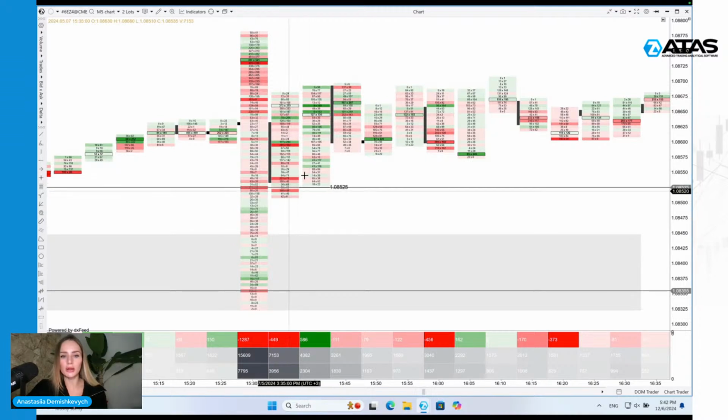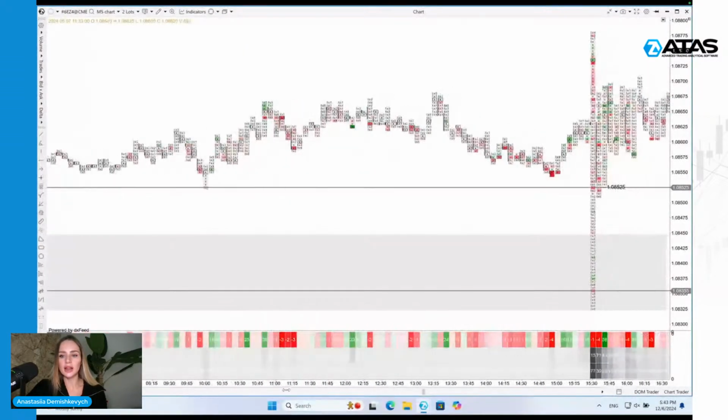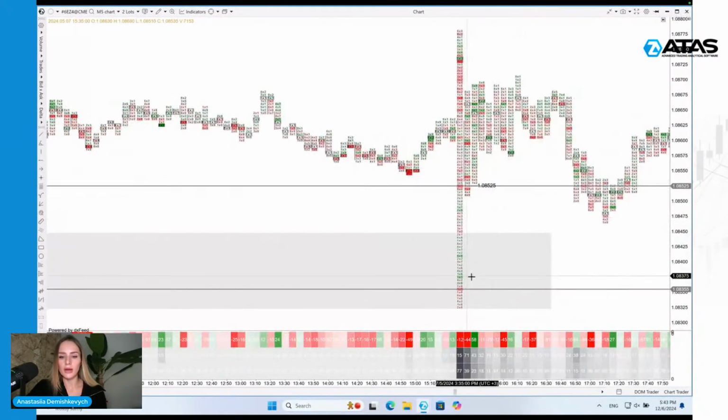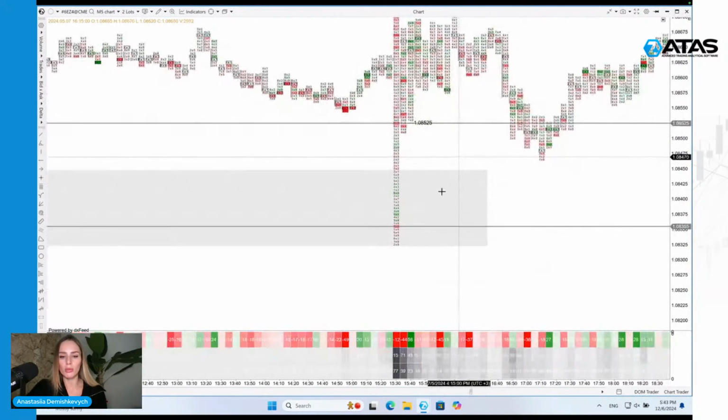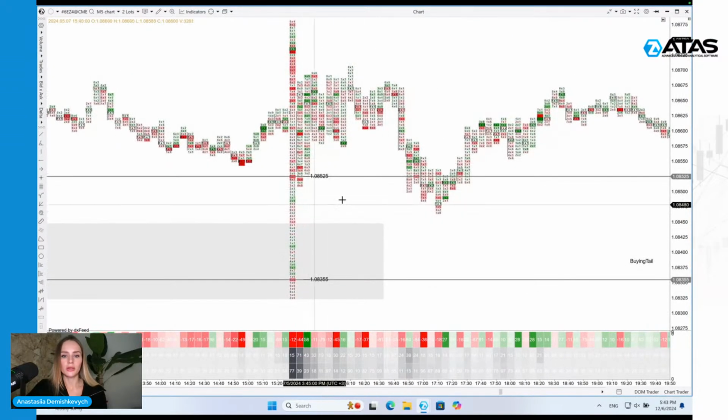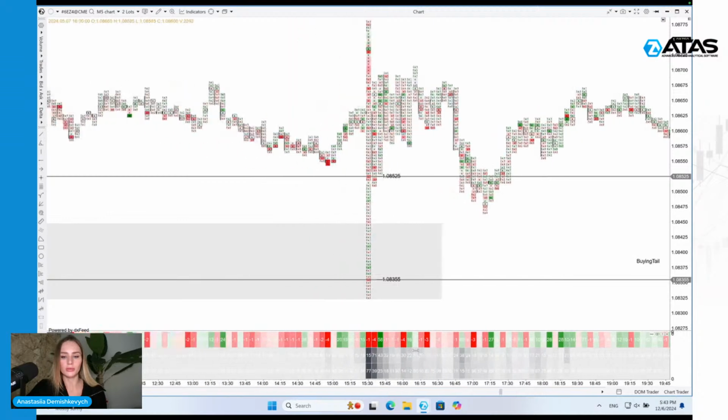And as you can see, 10 minutes in a row, the price was confirming my entry. Now, the second scenario would be more conservative if I would wait for the price to return closer to the bottom of the buying tail. So I would wait for the price to return here. This would be our more risky trade. This would be our more conservative trade.